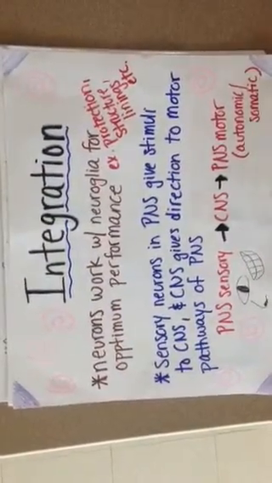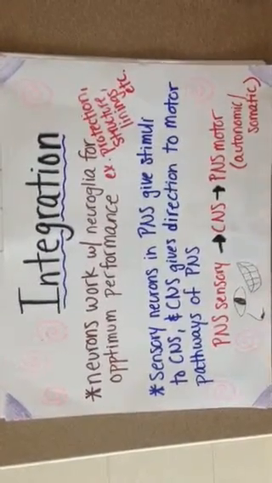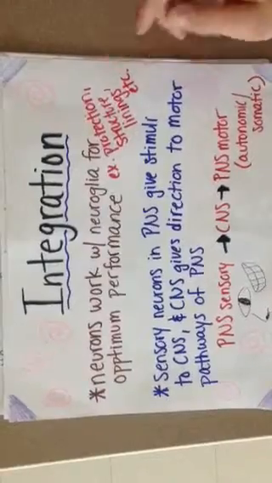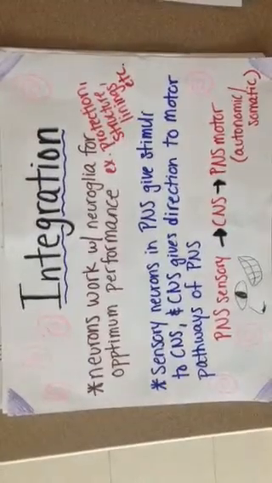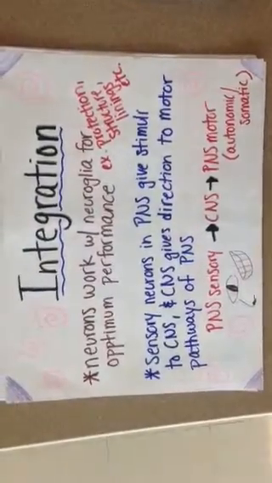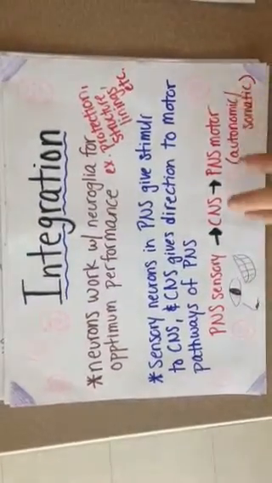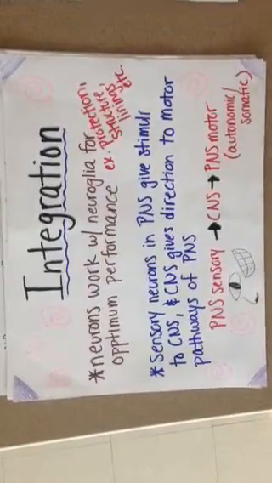And then with integration, we put that all together. Your neurons work with your neuroglia for the optimum performance. For example, we have protection and they structure the linings like I've talked about before. So those work together so you can really get the optimum performance from your nerves. And then the sensory nerves in your PNS provide stimuli to your central nervous system. And then like we talked about before, your central nervous system directs that into motor pathways of your peripheral nervous system.